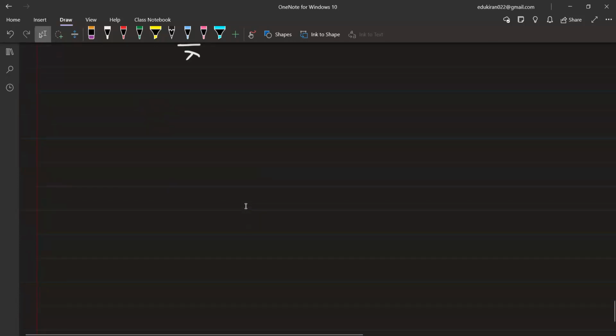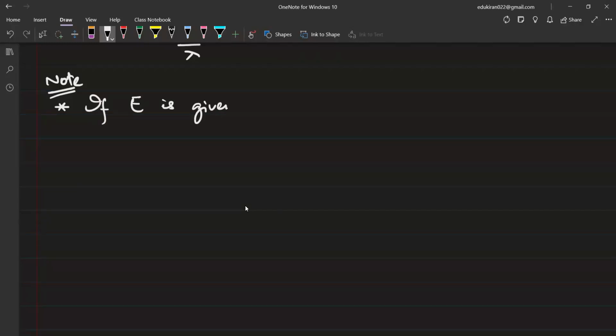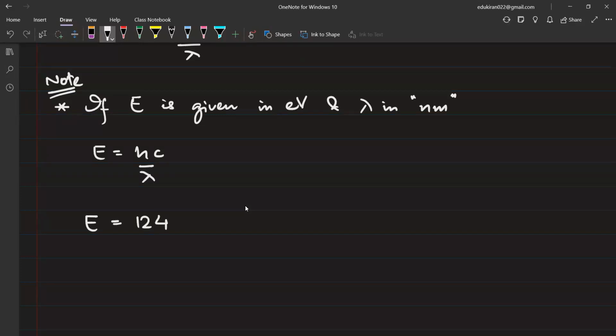Now, write a note. If E is given in electron volts, or you have to calculate E in electron volts, and lambda in nanometers, then if I plug in the values, E is equal to hc upon lambda, you can directly get energy is equal to 1240 upon whatever the value of lambda is. And 1 electron volt is equal to 1.6 into 10 to the power minus 19 joule. So you will get the energy here in electron volts. If you want to convert to joules, you can just multiply by 1.6 into 10 to the power minus 19. Let's also do a question.